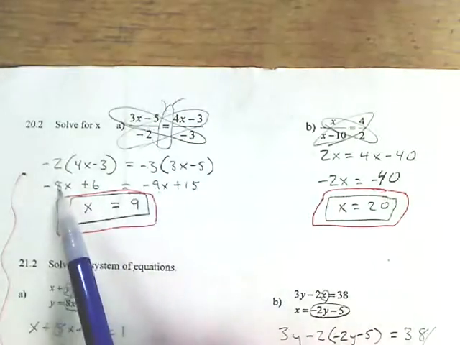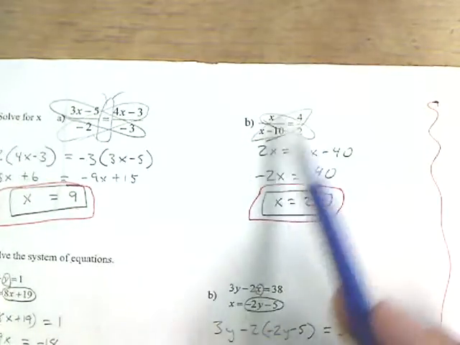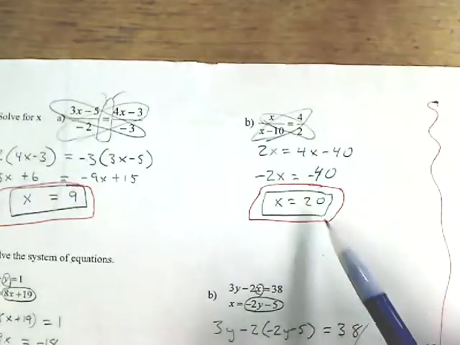Add 9x to both sides. Subtract 6 from both sides. And that's how you got 9. Cross multiply again. And there's the 20.